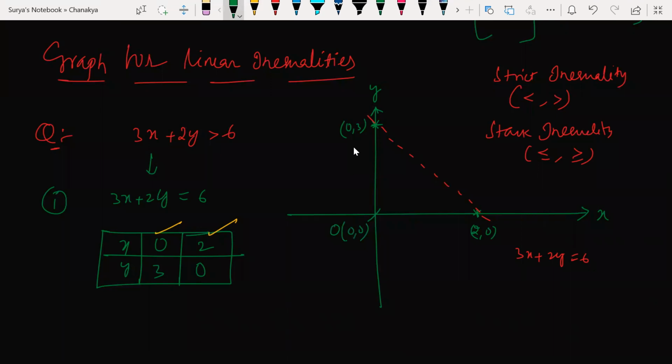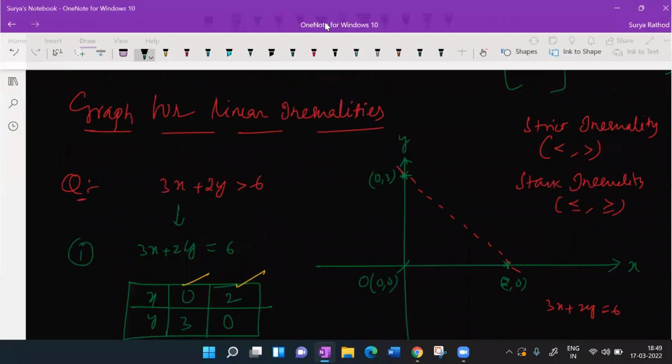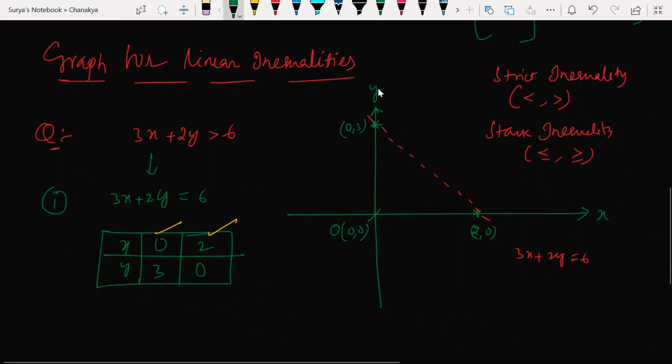Is the origin lying below the line or above the line? Guys, is it above or below that dotted line? It is below, isn't it? This is below, this is above. Yes or no, guys? Am I correct? So I'll be taking one point here, which is below.